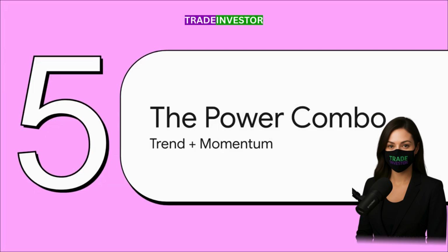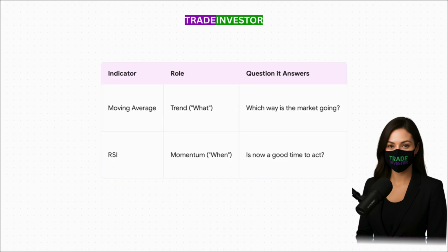So now we have our two tools, one for the trend and one for momentum. But the real magic isn't in using them by themselves. It's about how they work together, how they complement each other to give you a much, much more complete picture of what's happening. Let's see how this all comes together. And this table just perfectly illustrates their synergy.